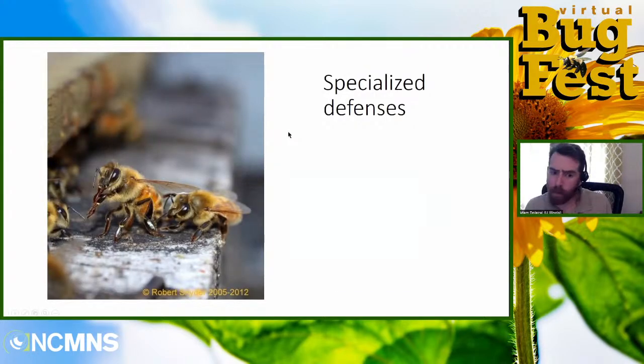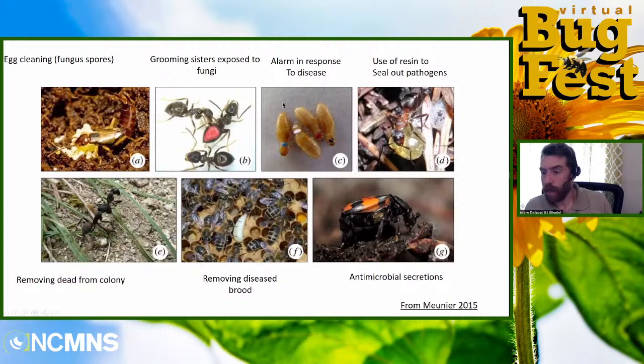Most social insects, including honeybees, have to have specialized defenses to deal with these diseases. Just like we have an immune system inside of our bodies, bees have one too. It works a bit differently. They don't have antibodies. Their system of acquired immunity is different. But social insects, I think one of the things that makes them super cool is that they deal with diseases in a very different way, which is through behaviors. A lot of them have different kinds of specialized behaviors to prevent diseases from ravaging the colony.